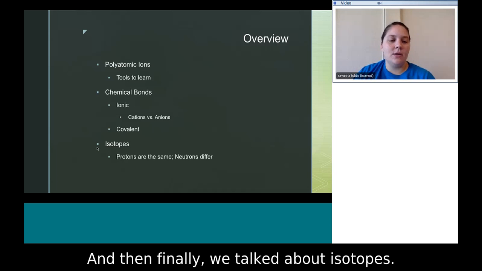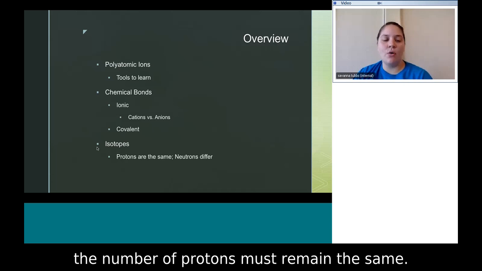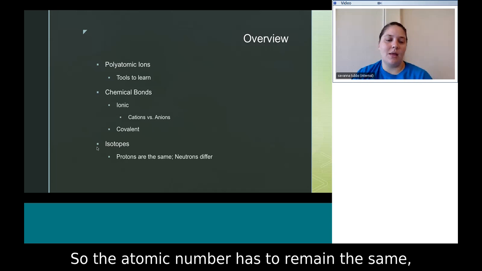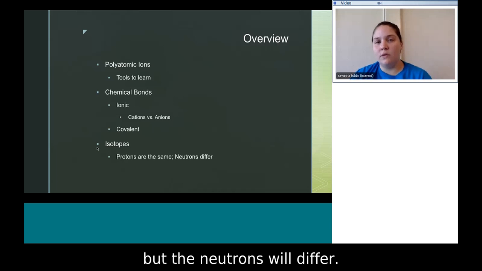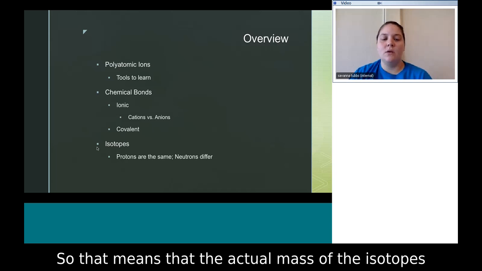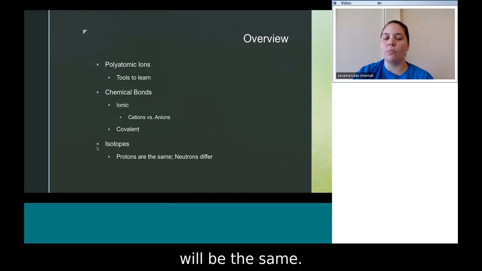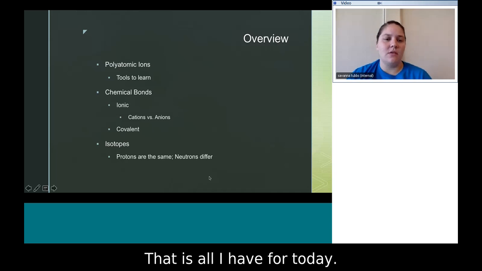And then finally, we talked about isotopes. So for it to be an isotope of each other, the number of protons must remain the same, so the atomic number has to remain the same, but the neutrons will differ. So one will have more than the other. So that means that the actual mass of the isotopes will be different, but the protons or atomic number will be the same.